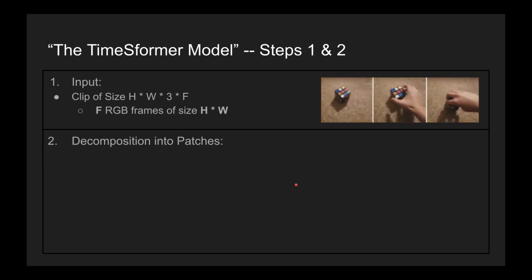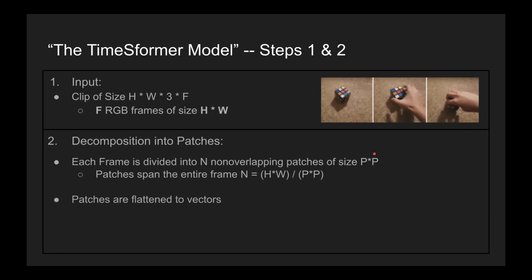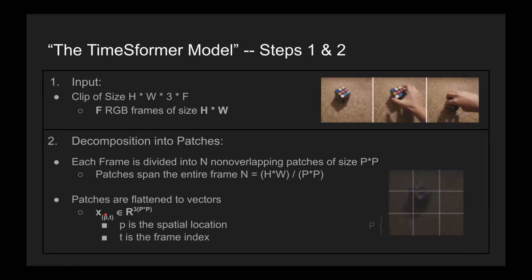And we also decompose into patches, just like ViT, of size P times P: 16 times 16, 14 times 14, whatever you want. And as you'll see in the next formulas, the patches are flattened to vectors. Our vectors are x with the spatial index p and the temporal index t. And this is just an illustration, showing the patches as you've seen before.